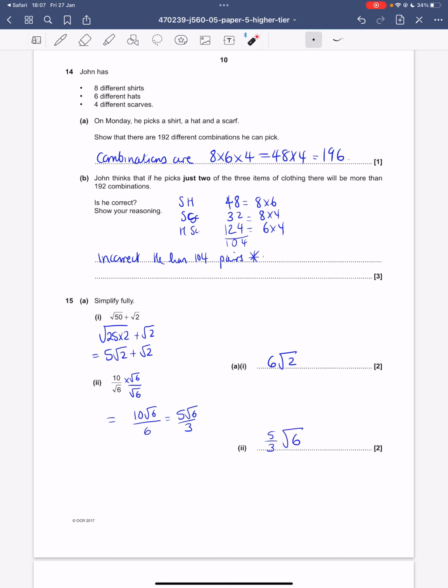Okay, right, so what I did here, the only square number that goes into 50 is 25, and the square root of 25 is 5, so that comes outside there. So you've got 5 root 2s plus 1 root 2 makes 6 root 2. When you've got a surd in the denominator, multiply top and bottom by that surd. So it's 10 root 6 over 6. Root 6 times root 6 is 6. And then divide top and bottom by 2 there, 5/3.